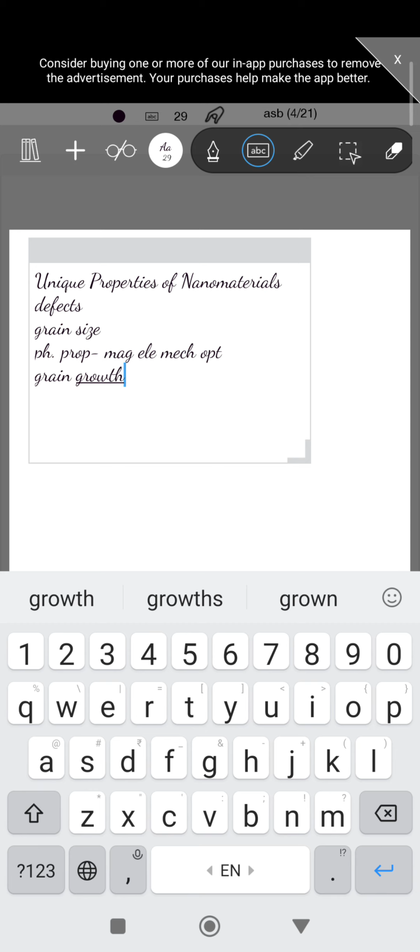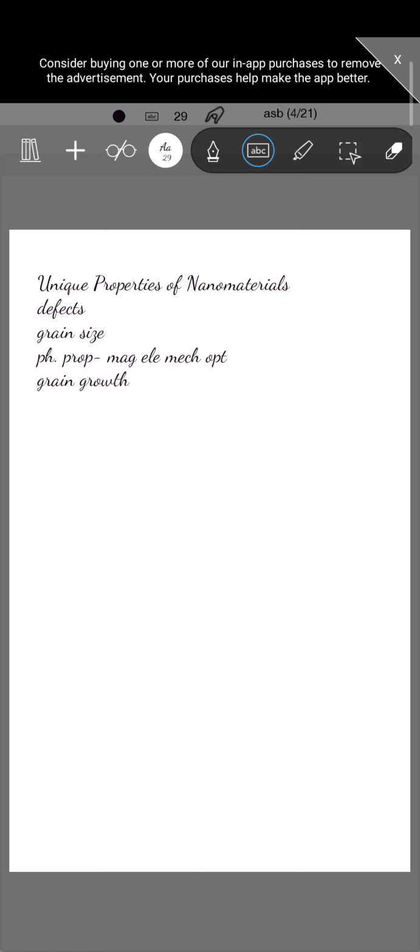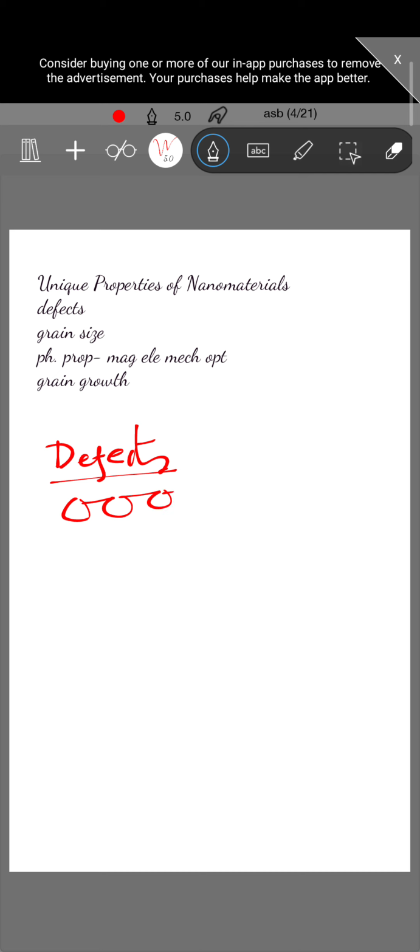Now we'll start our discussion with the defects. When we say defects, we mean that there is a perfect order of atoms arranged in the form of crystals which has been distorted by some means. This is what a defect means: distortion of a perfect order of atoms.